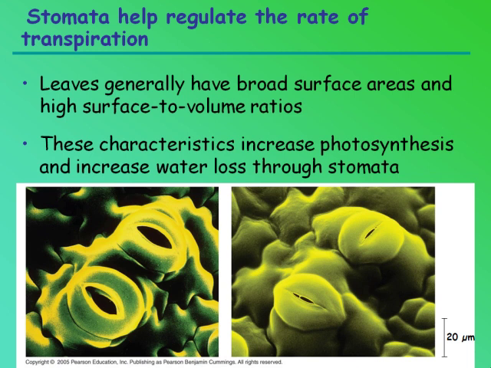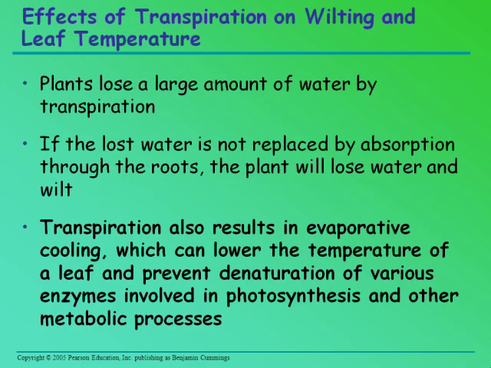These are stomata, guard cells. The openings are called stomata. Here they're open, here they're closed. So these characteristics increase photosynthesis and increase water loss through stomata. Leaves have very broad surface areas and high surface to volume ratios. So in the tropics, the leaves have a tendency to be bigger because there's more photosynthesis and more stomata, more leaf area.